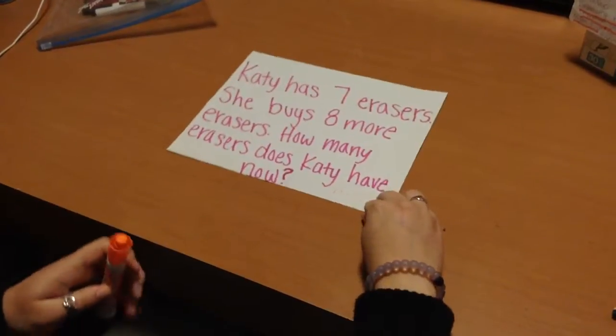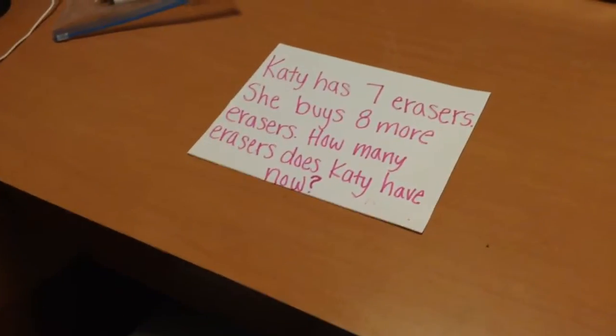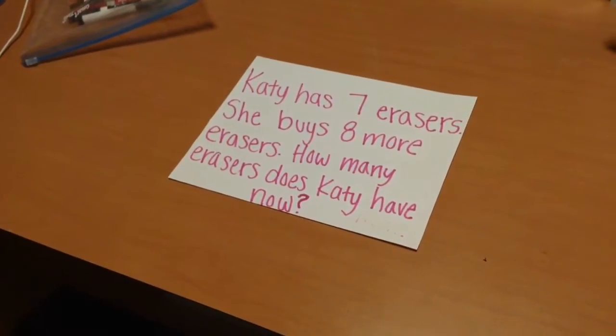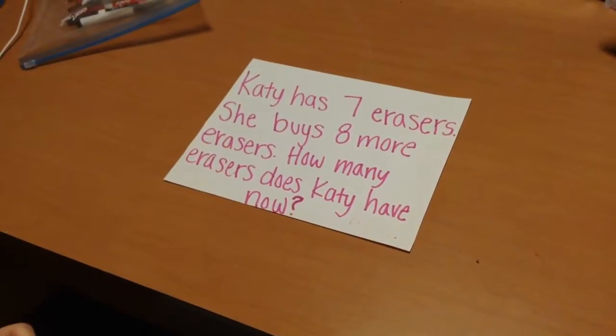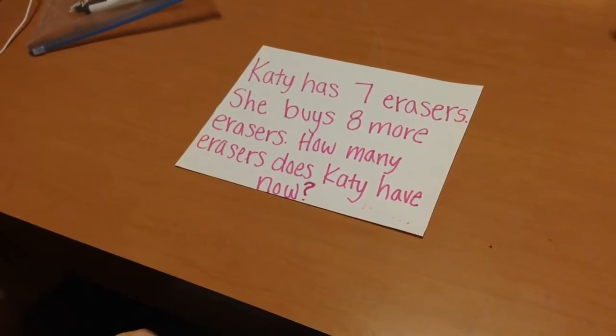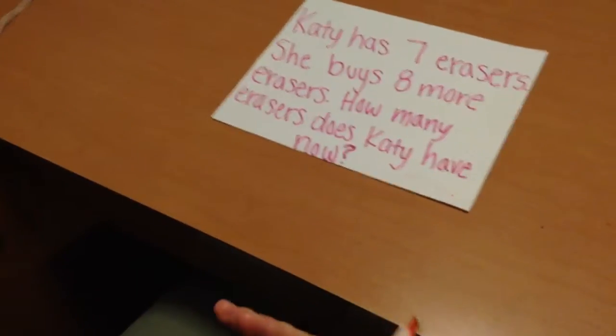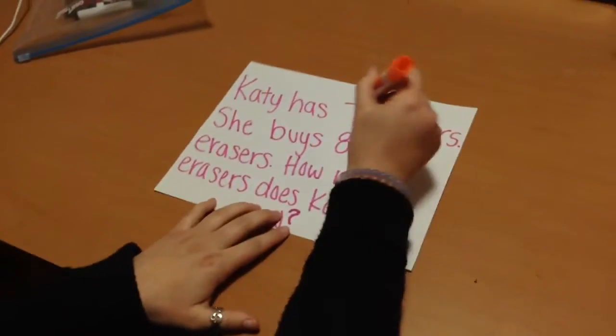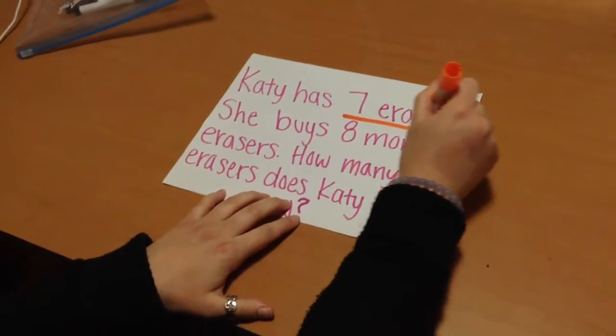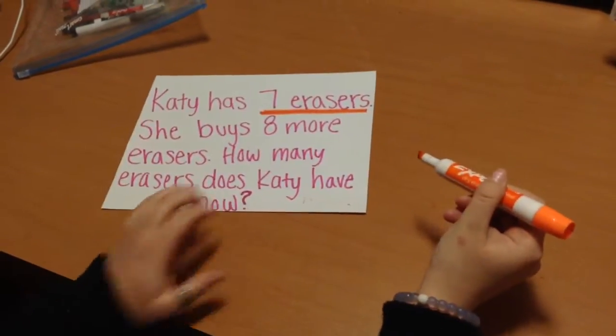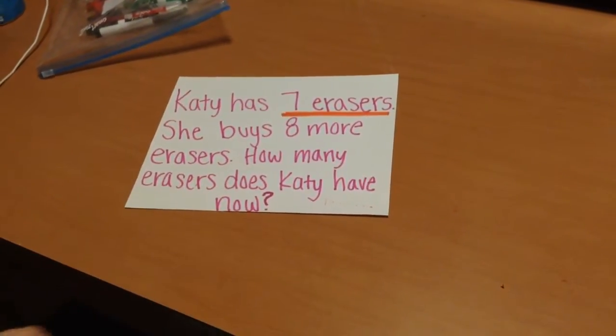And our word problem for today is: Katie has 7 erasers. She buys 8 more erasers. How many erasers does Katie have now? So the first thing you do with a word problem is you want to identify what is given. So we know that Katie has 7 erasers. So she has 7 erasers to start with.